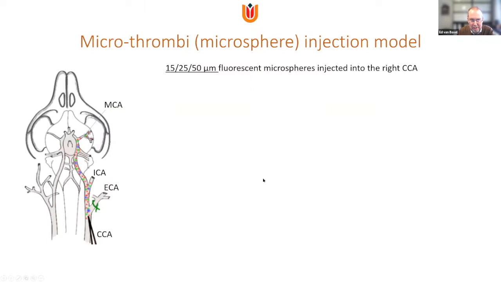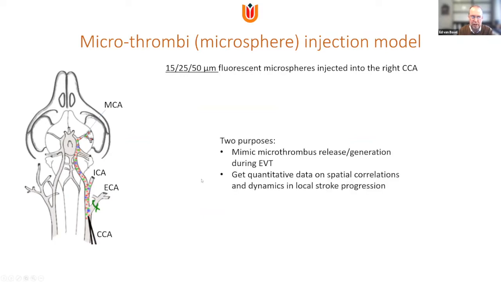The other model is actually a model where we inject small microspheres that mimic those thrombi. In this particular experiment, on rats, we use 15, 25, 50 micrometer fluorescent microspheres. And then we look at the effect of those microspheres on a number of readouts.